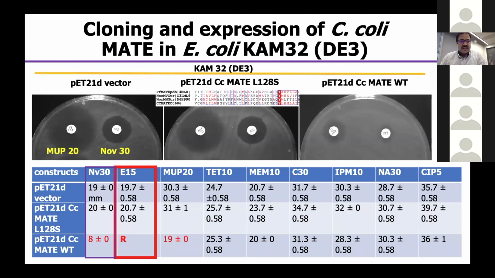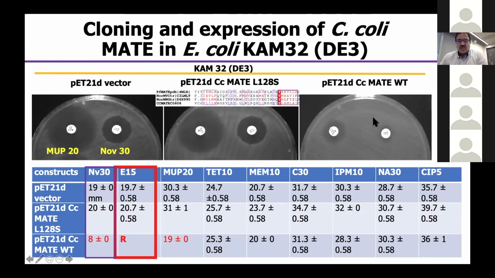coli, and then we performed the drug diffusion assay, which is a disk diffusion assay here. From the sequence I mentioned, one of the conserved domains, which is the tyrosine and then leucine, we mutated this leucine. So what you see here, this is the control cell without MAT expression, and this is the mutant one. Leucine 138 is mutated to serine, and that's the wild type.